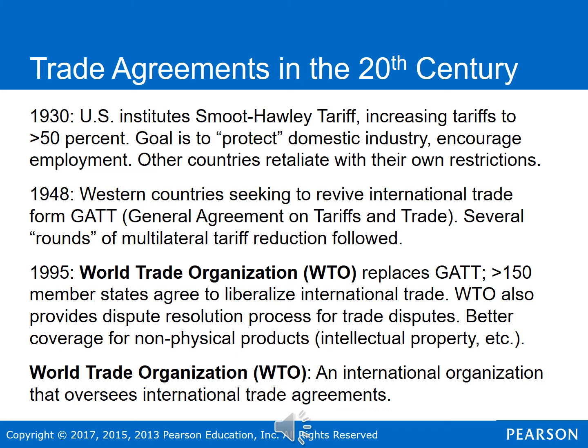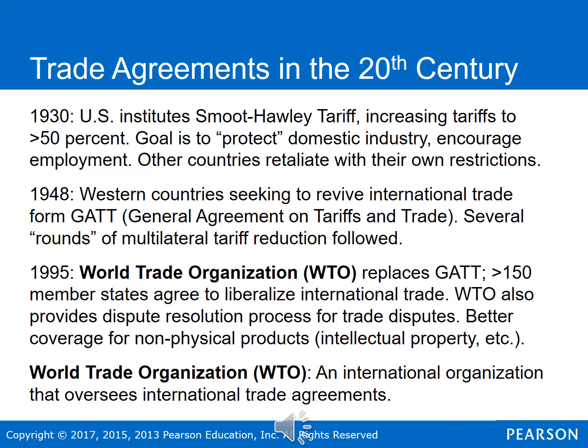Now let's look briefly at different trade agreements in the 20th century, the major ones. In 1930, the United States instituted the Smoot-Hawley tariff. This increased tariffs to greater than 50% on most goods. The goal of the tariff being to protect domestic industry and to encourage employment during the Great Depression. Now, during the 20s, they had been renegotiating tariffs, and Congress had been debating about new tariffs to add or tariffs to eliminate. This came to a head in the Great Depression, and the process really picked up as the Smoot-Hawley tariff ended up being designed to protect people as they were suffering during the Great Depression.